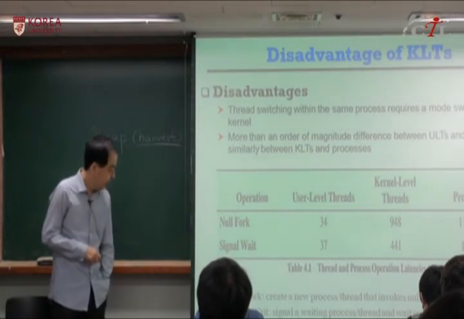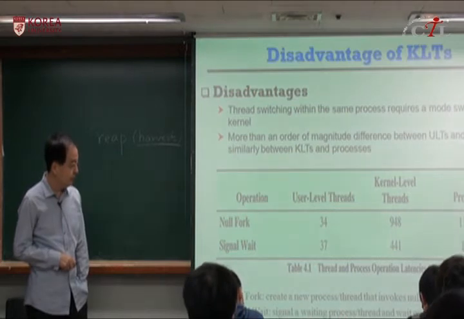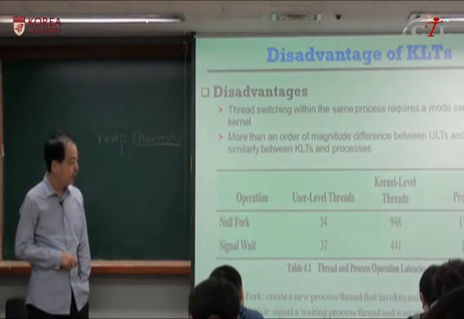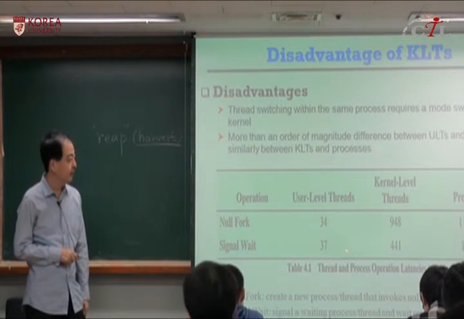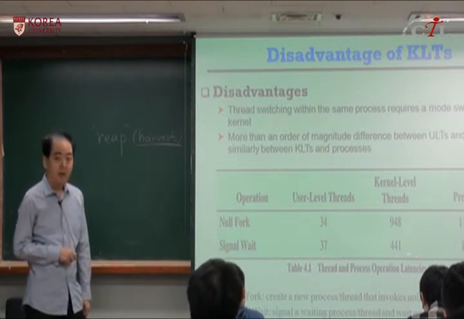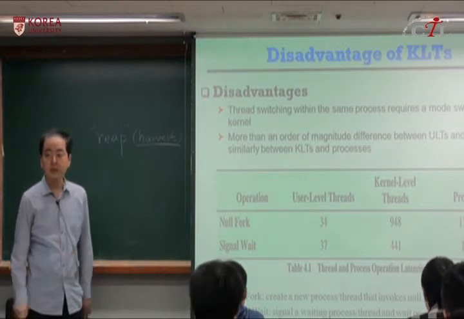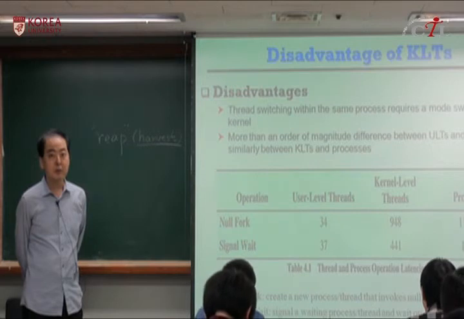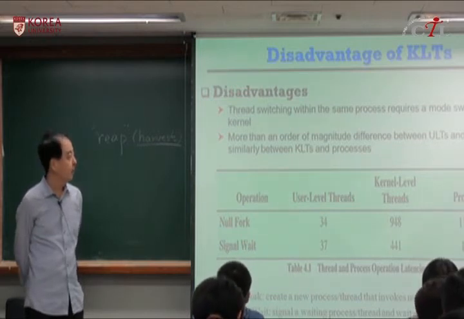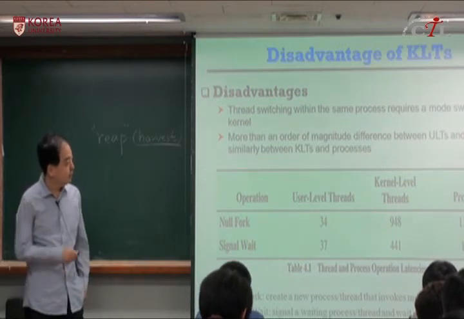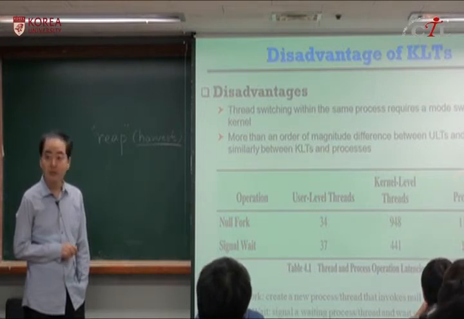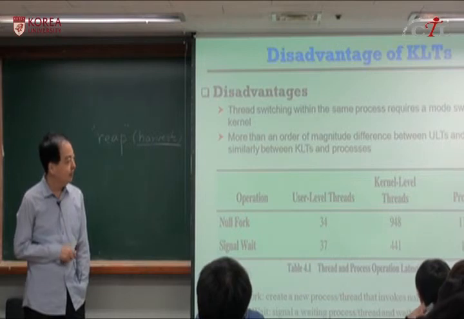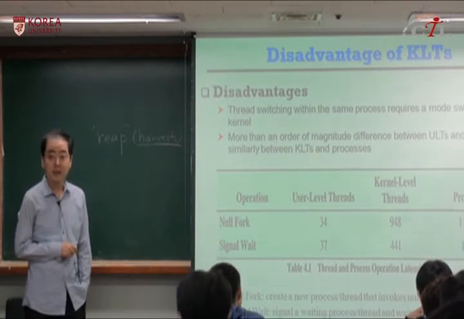Signal wait is when you send a signal to a waiting process or waiting thread, and the thread waits for that condition. If you're doing it at the thread level, at the user level, it takes 37 microseconds, but at the kernel level, signal and wait takes 441 microseconds. So it's a little over an order of magnitude slower than user level thread. But if you do it at the process level, it's another more than an order of magnitude slower. So kernel level multi-threading is faster than process, but slower than user level thread. But there are some advantages. Okay?